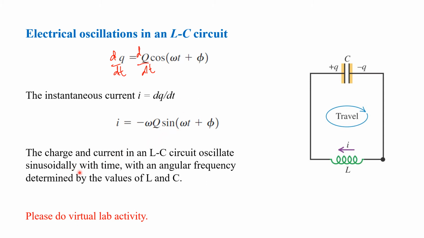The charge and current in an LC circuit, as you can see here, oscillate sinusoidally with time. You have a sine term and a cosine term, with an angular frequency determined by the values of L and C. To see the graph of the current, please do the virtual lab activity.